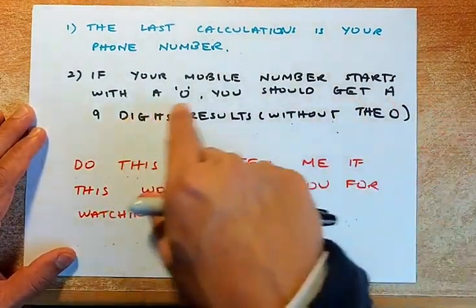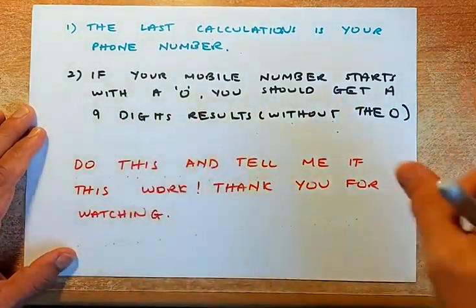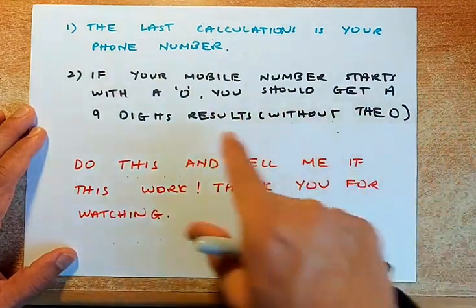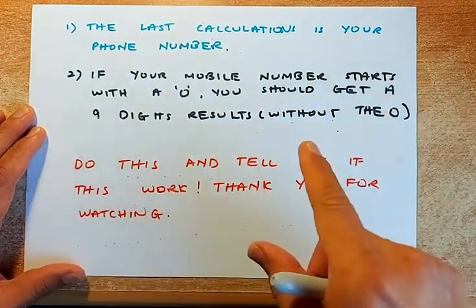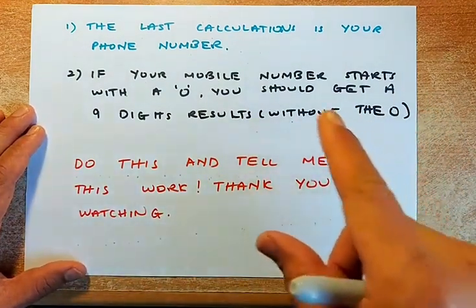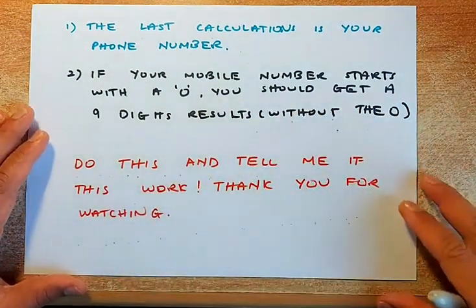If your mobile starts with a 0, for example 021, the 0 will not appear, so you only have a 9-digit number. If you have an 8-digit number, the first 2 zeros will not appear. So do this and tell me if that works.